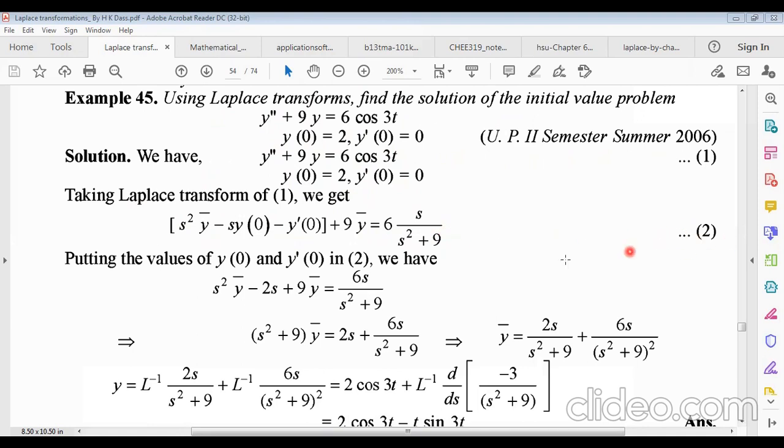Equation number 2. Now putting the initial values y(0) and the first derivative of y at t equals 0, just putting all these values, and y(0) equals 2. So this becomes 2s, and y'(0) equals only 0, so this becomes 0. Remember it. So we get only (s square plus 9) y bar equals 2s plus 6s divided by s square plus 9. So y bar, that means the Laplace transformation of y(t), can be written as 2s divided by s square plus 9 plus 6s divided by (s square plus 9) whole square.